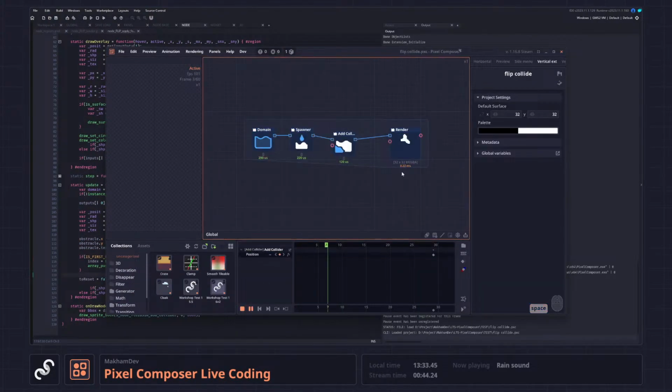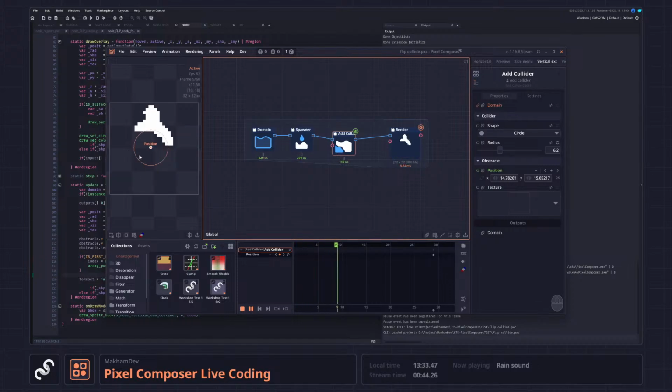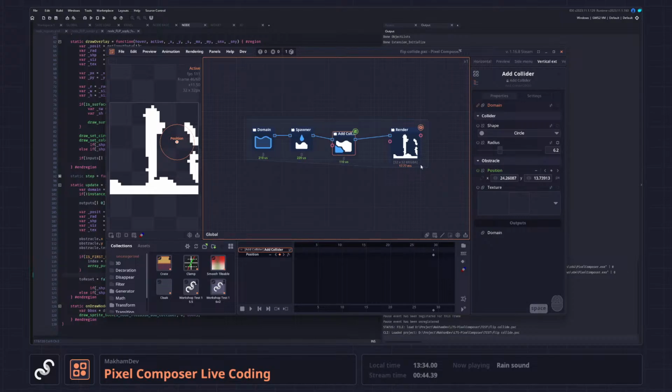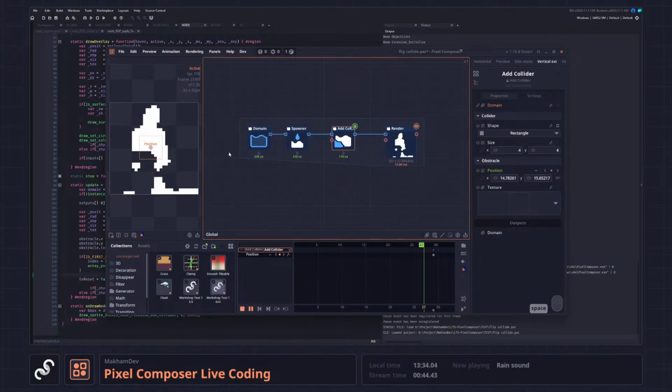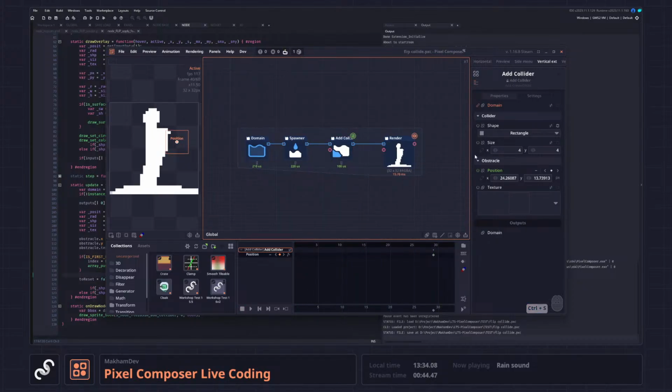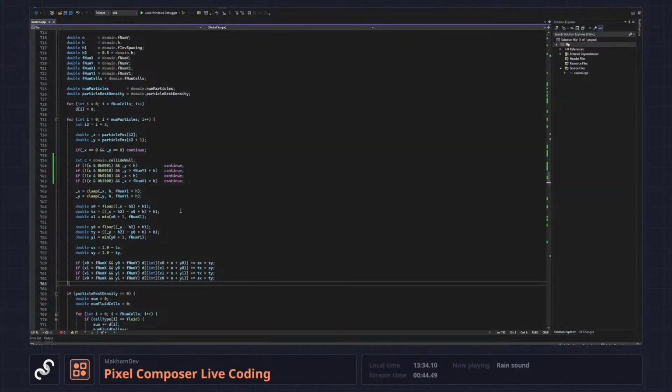So let's check. Now, yeah, we have the collider, and it, okay. That works. That's really great. Cool. Now, the second thing is we have different shapes, right? If it's a rectangle, you will still have the same problems. So let's fix that with the rectangle.